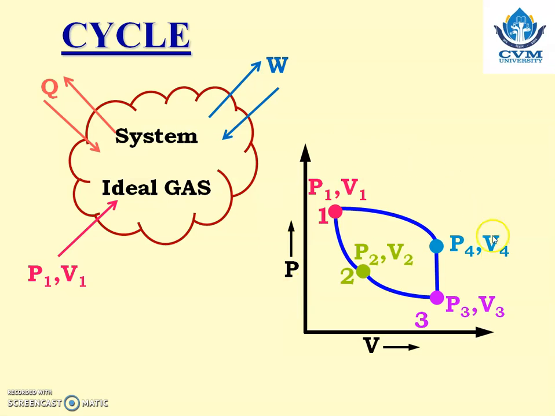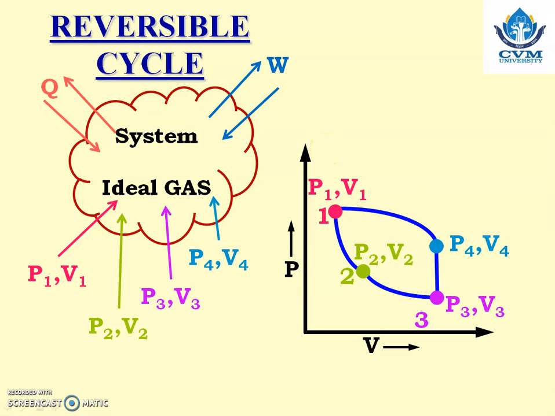So how many processes has the system passed through? Process number 1, process number 2, process number 3, process number 4. So after passing through the 4 processes, the system has reached its initial condition, and it is said that the system has passed through a cycle. Now next one is the reversible cycle. If all processes are reversible processes, then the cycle is known as the reversible cycle.